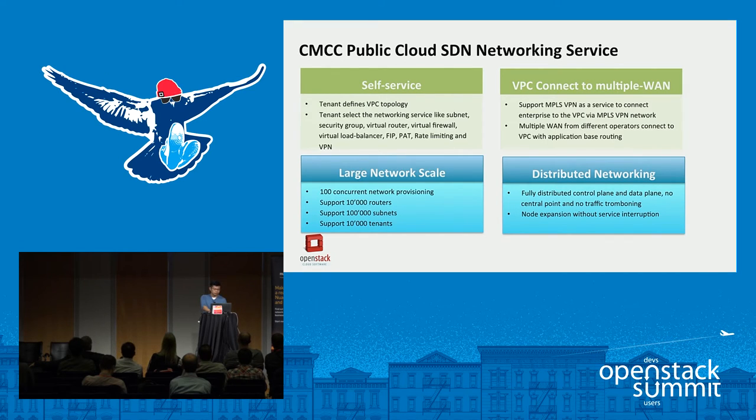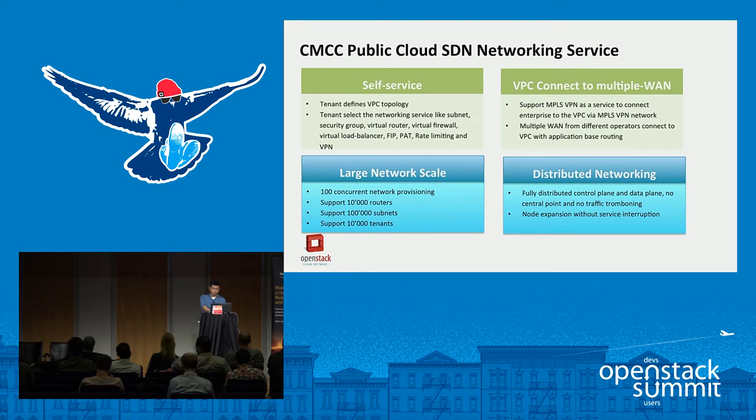Third, we support very large network scale in our public cloud: 100 concurrent network provisions, which means we support 100 end users provisioning their VPC at the same time. Fourth, fully distributed control plane and data plane, with no central point and no traffic bottleneck. Nodes expansion without service interruption.